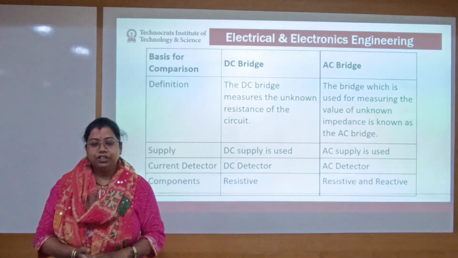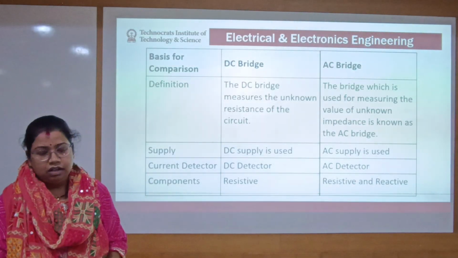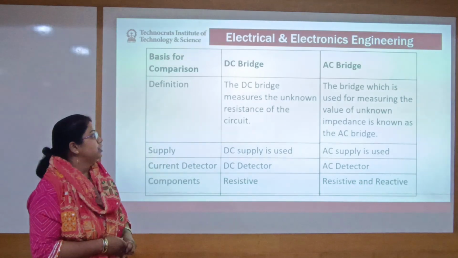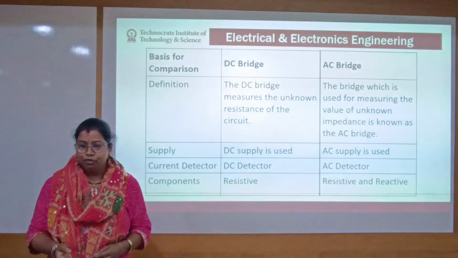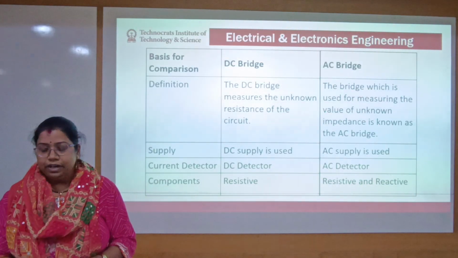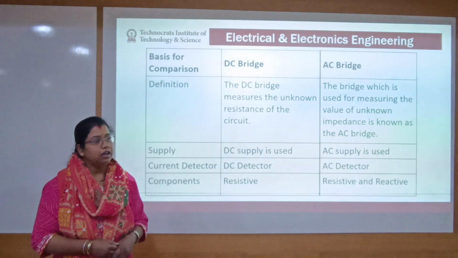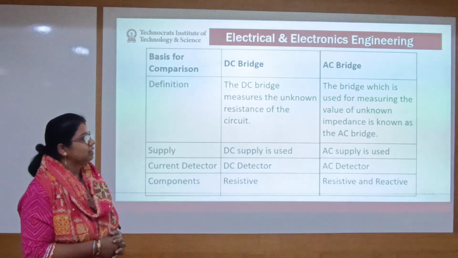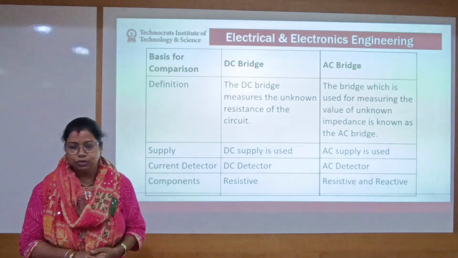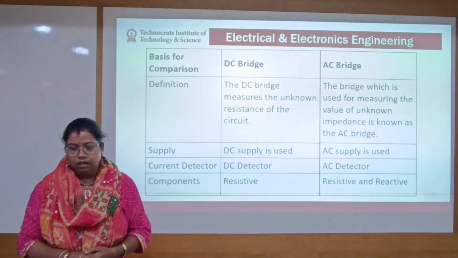Now the basic comparison between AC and DC bridges. DC bridges are used for finding the unknown value of resistance only, and AC bridges are used for finding the unknown value of resistance, inductance and capacitance, as well as frequency.